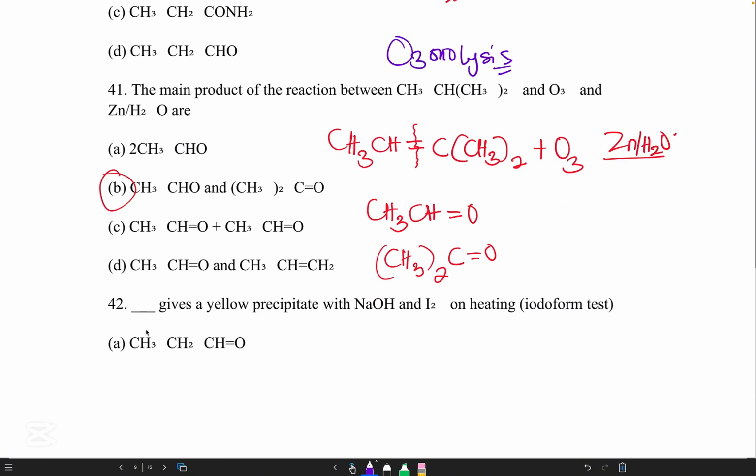Now, that gives a yellow precipitate with sodium hydroxide and iodine on heating. This is called the iodoform test. Now, the iodoform test will give a yellow precipitate with methyl ketones.